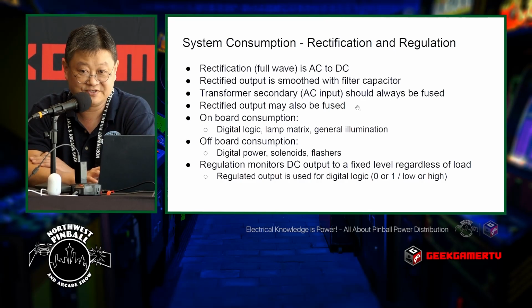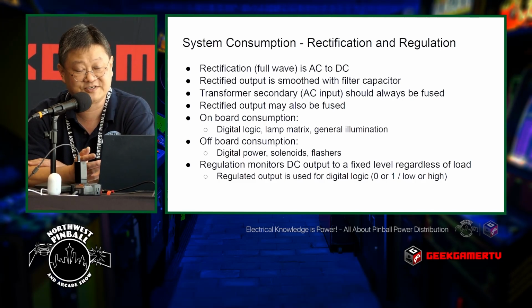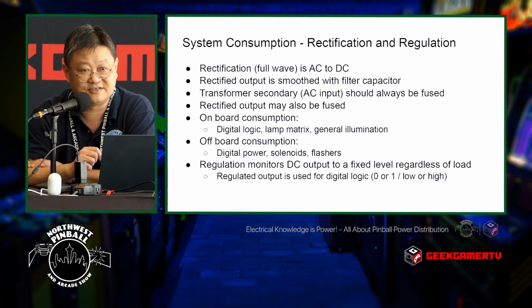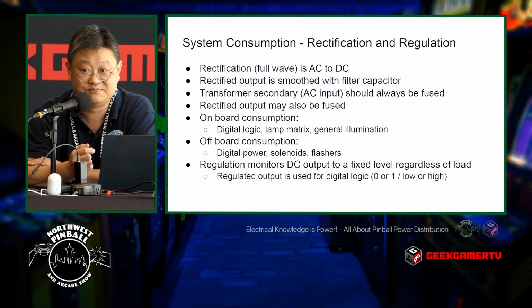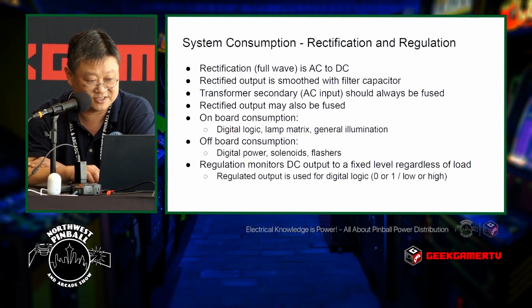Rectified output may also be fused, and this is useful for distribution. So if I have a 50-volt line for solenoids, and I decide to power three different groups of solenoids, if I individually fuse each group, one of those groups may draw excessive current, but not the other groups, then that fuse will blow and it will tell you exactly which group has blown. And they do that really just to limit it. So rather than put a big 20-amp fuse that fuses 4 groups of solenoids, you can put 4 5-amp fuses and individually fuse that. And that's part of what you'll see is also done on some of these boards.